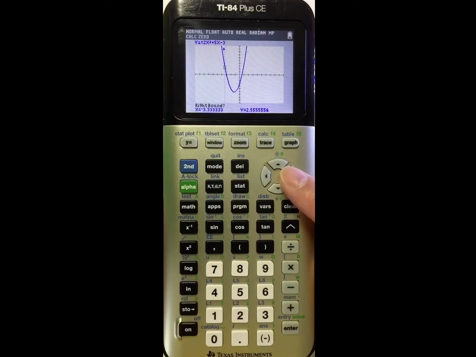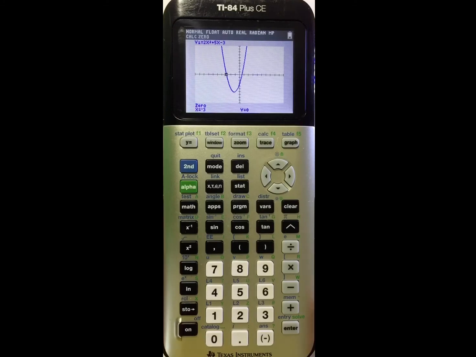So this is the left side of our x-intercept. Now it's going to ask for a right bound, and what we want to do with the right bound is choose somewhere to the right of our x-intercept. That means our x-intercept is somewhere in between these two boundary lines. Now it says to guess. You don't really have to guess. You hit enter one more time, and now you have your first zero. So our first zero is located at negative 3. Now we're going to find our second one.